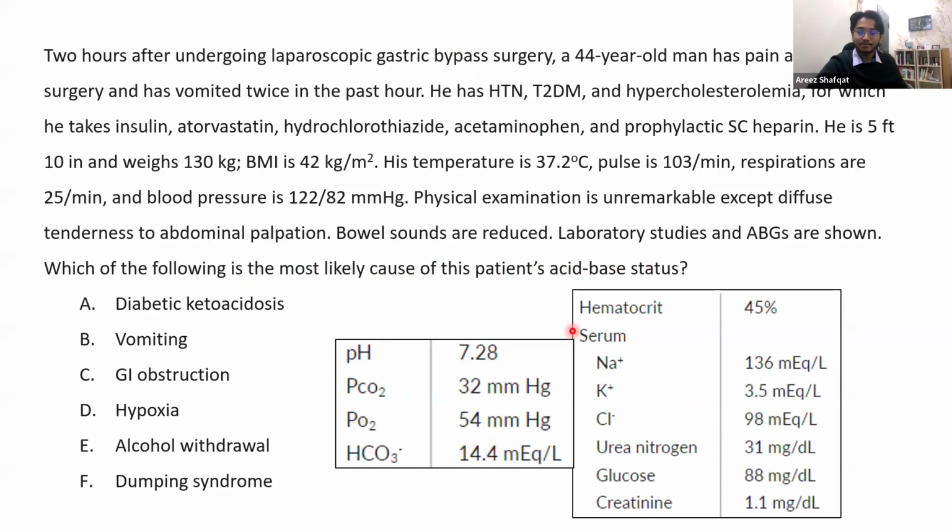Okay, so now calculate the anion gap for this patient. Sodium is 136.